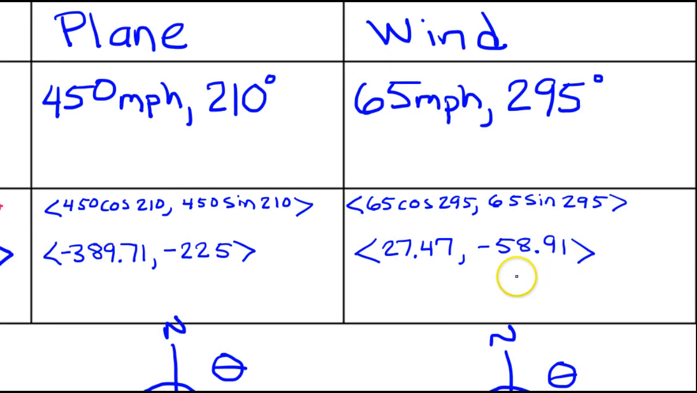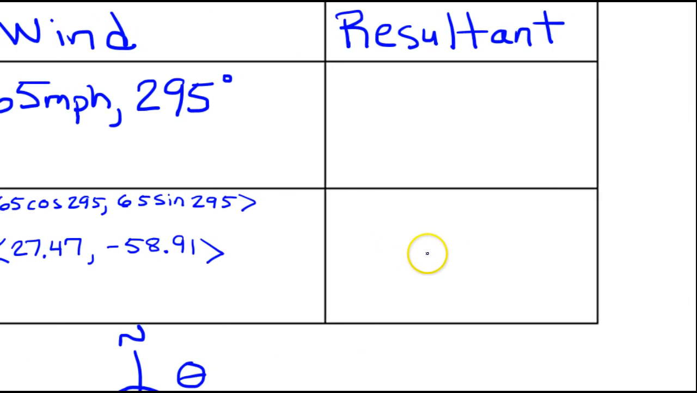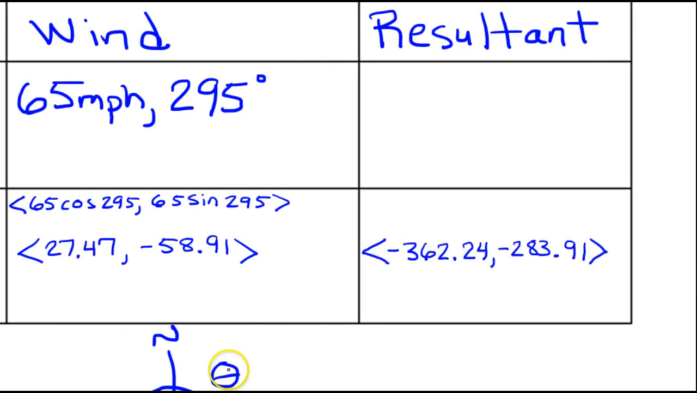Now, in component form, you can find the resultant by simply adding these two vectors together. So we will add the corresponding components. All right, horizontal plus horizontal and vertical plus vertical, and we'll simply record the resultant here. So the resultant vector turns out to be negative 362.24, comma, negative 283.91. So that is the resultant vector in component form, but we need to rewrite it as a magnitude and direction.